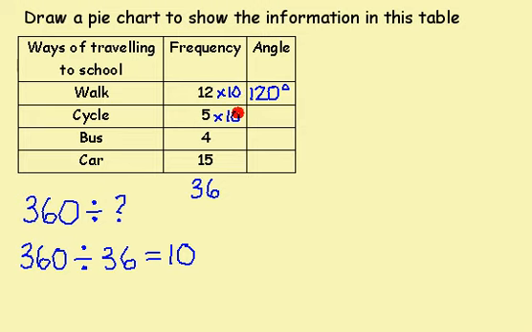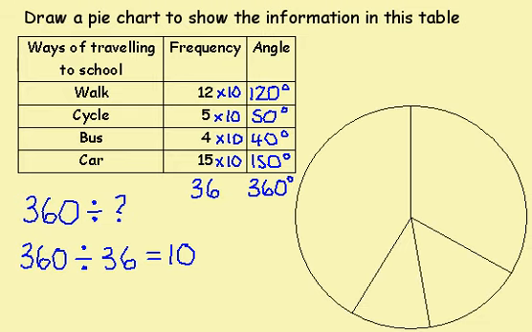5 times 10 is 50 degrees. 4 times 10 gives me 40 degrees. And 15 times 10 gives me 150 degrees. These are the angles for my pie chart. To check that they're correct, add them up. They should add up to 360 degrees.